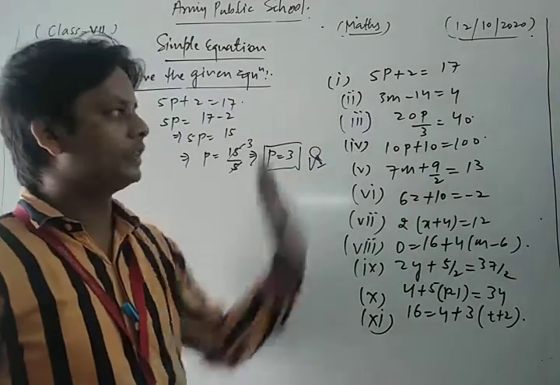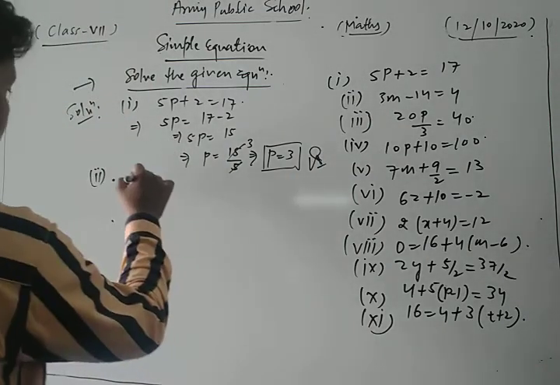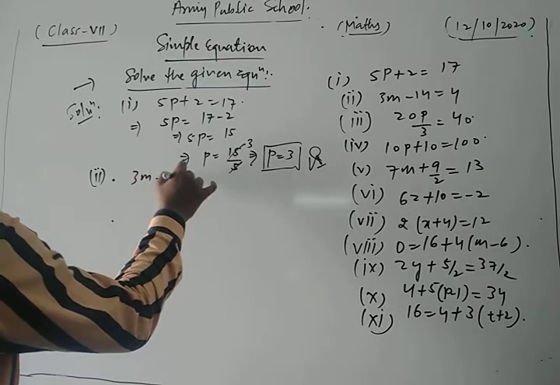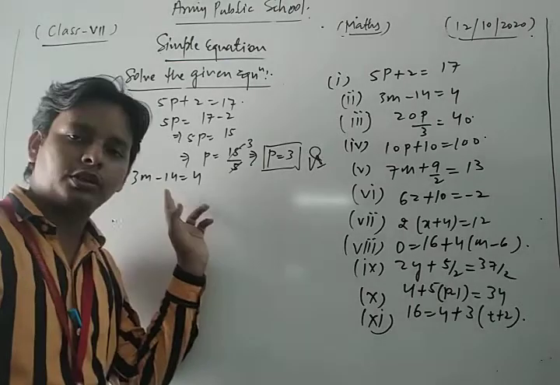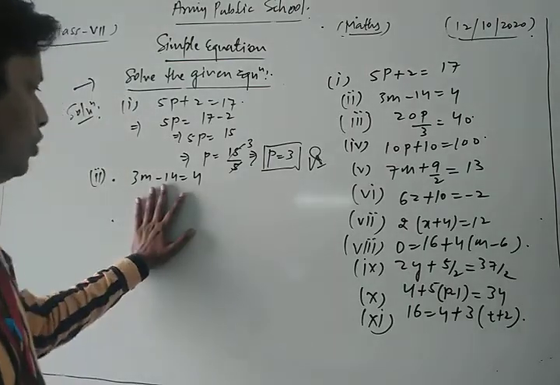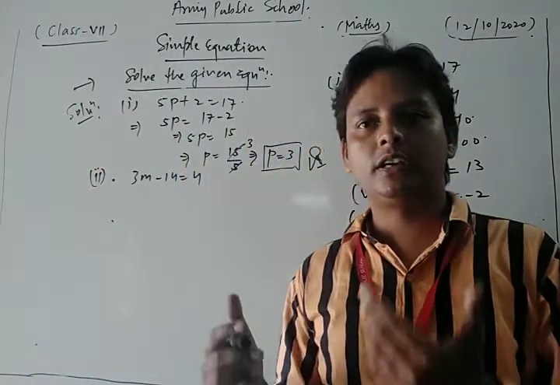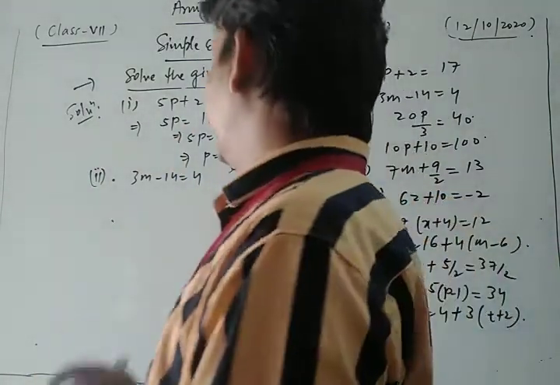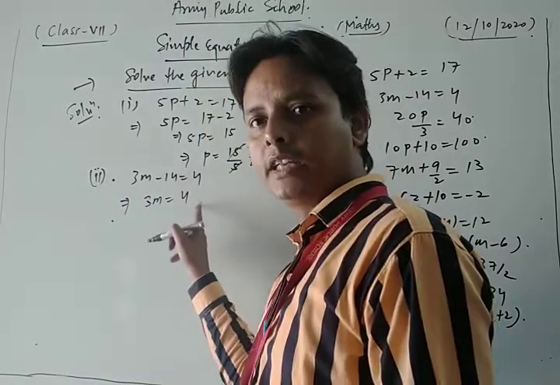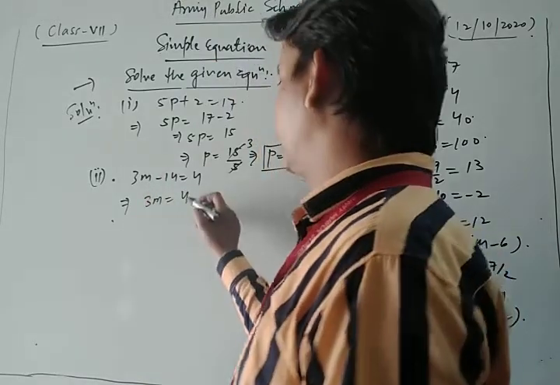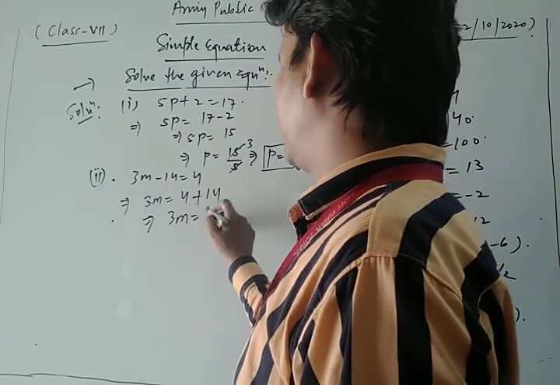Similarly, we take and solve the next part of this question. Let's see the second part: 3m minus 14 is equal to 4. Dear students, this equation involves the variable m, so the value of m is our required solution of the given equation. We can write 3m is equal to 4 minus 14 transferred to that side. Minus 14 transferred to that side, we get plus 14. So we get 3m is equal to 4 plus 14.